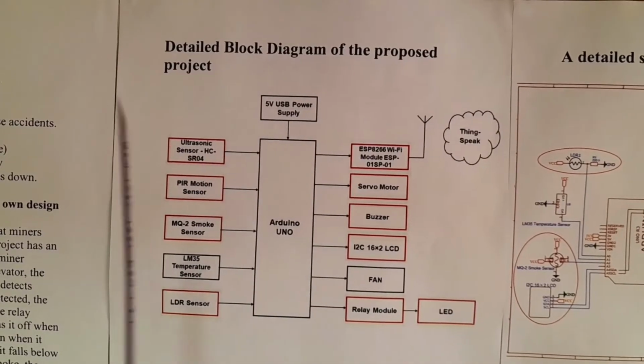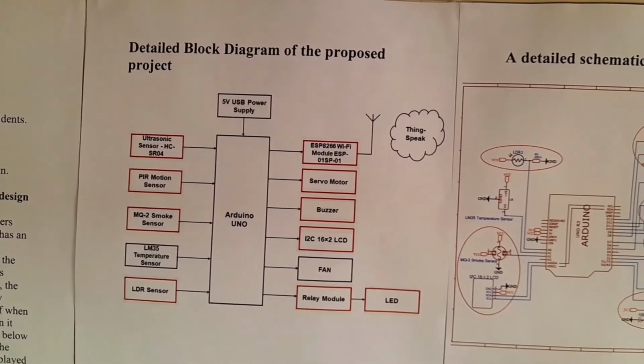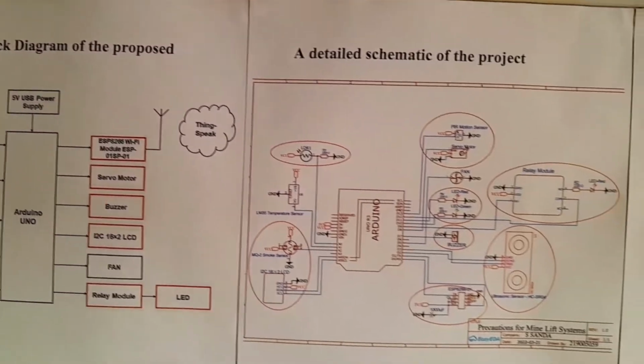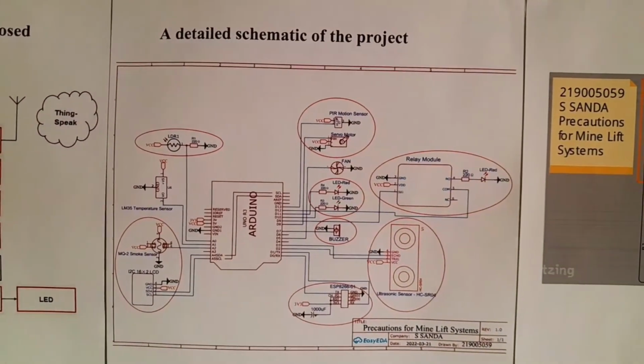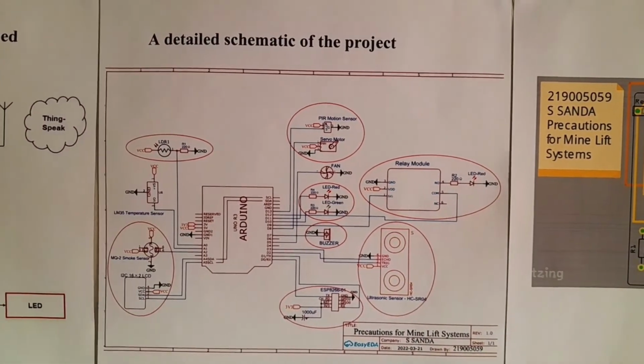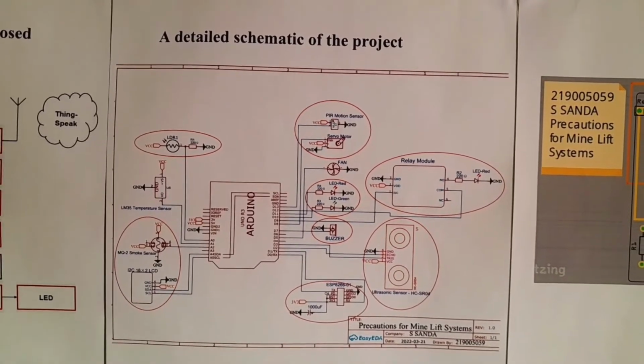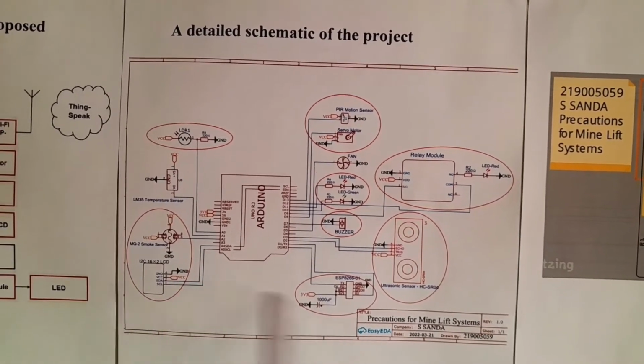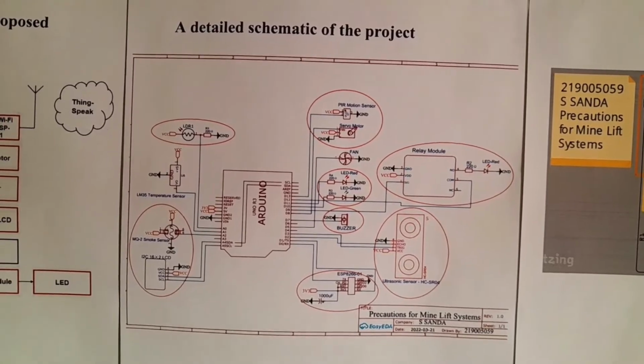All the blocks that are circled in red are the parts that are my own design, as well as on the schematic. This is a detailed schematic of the project. This is an Arduino, which is the base of the project. All the components that are circled in red are the ones that are part of my own design.